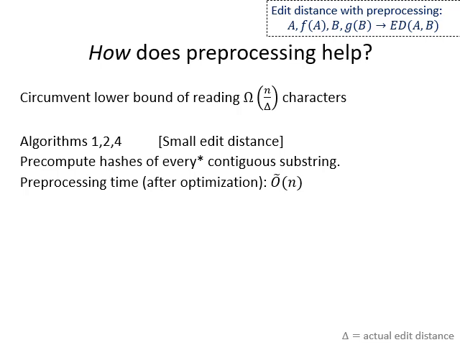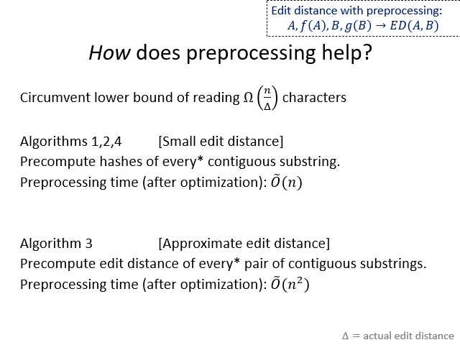More concretely, in algorithms 1, 2, and 4 that work in the small edit distance regime, the pre-processing step is simply a computation of hashes of contiguous substrings of each string. If the strings are very close, small delta, then that means there are large substrings of string x that exactly match large substrings of string y. Given the hashes, we can very efficiently find those matches.